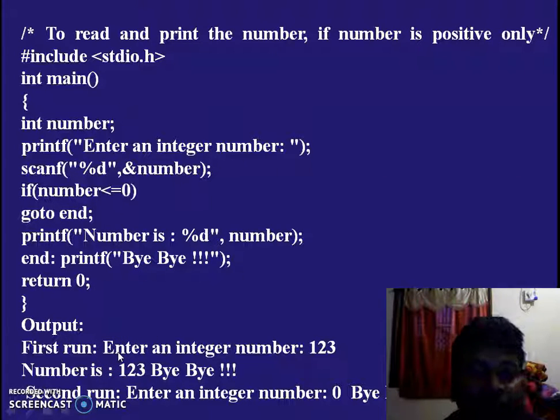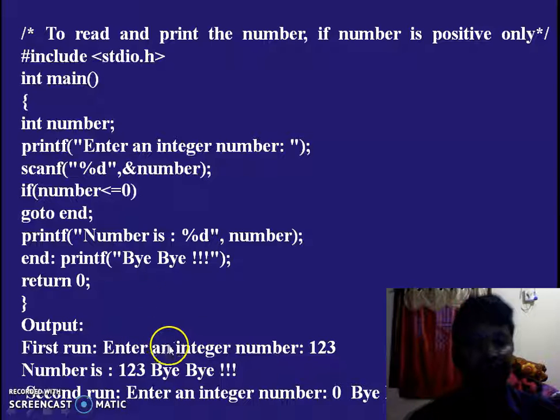First it will execute enter an integer number. The integer number will be read by using the scanf statement. If it is less than or equal to 0, then it will go and say bye bye. And here you can see a jumping statement, goto end, so it will come directly to the end and print bye bye.